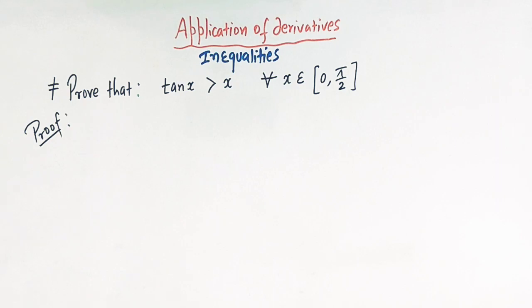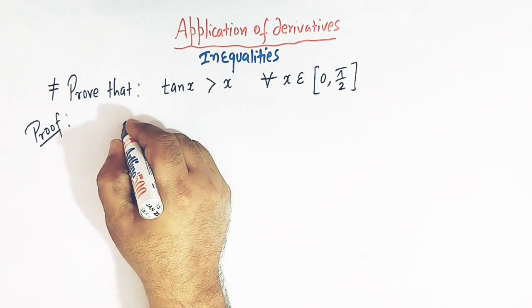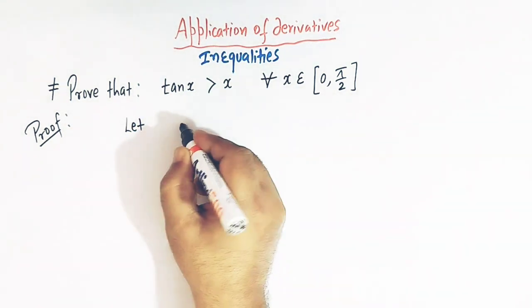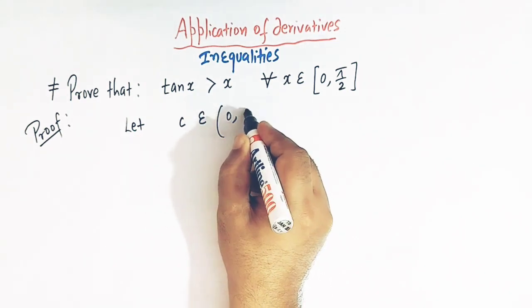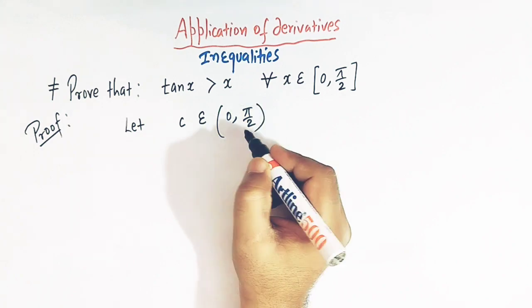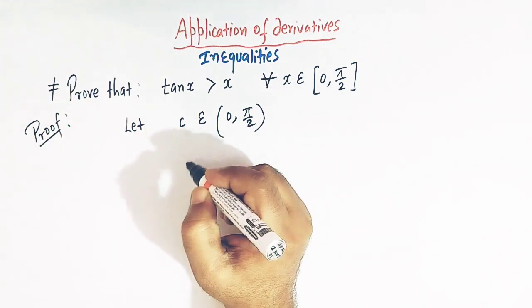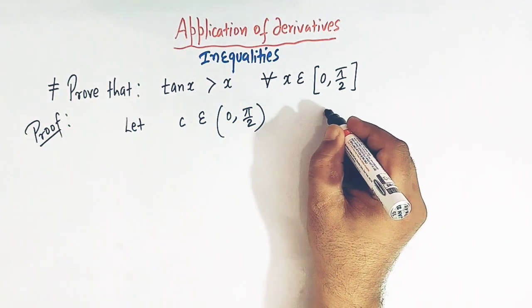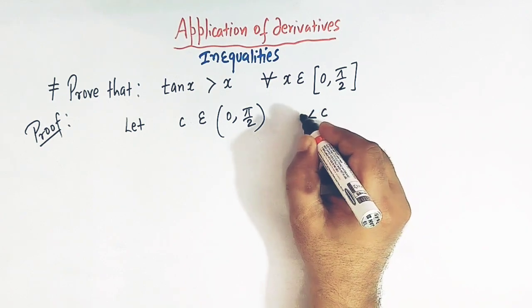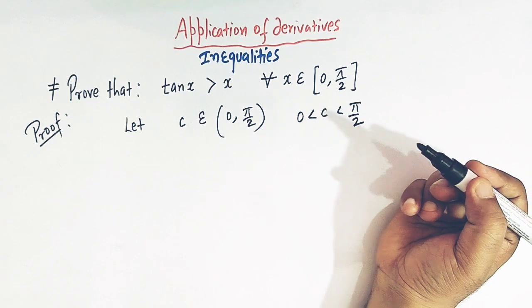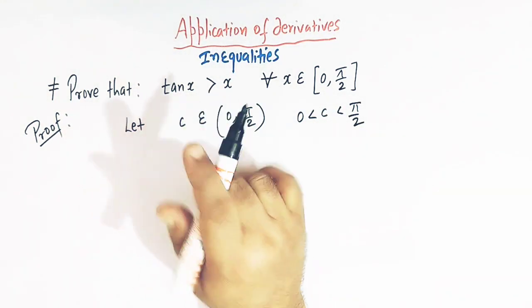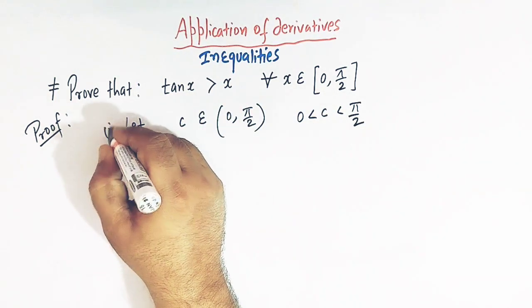To prove this inequality, let us take a number c which belongs to the interval 0 to pi by 2. So here we assume a real number c such that c is greater than 0 but less than pi by 2. This is the first step.